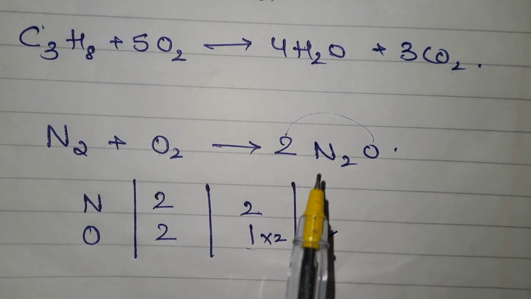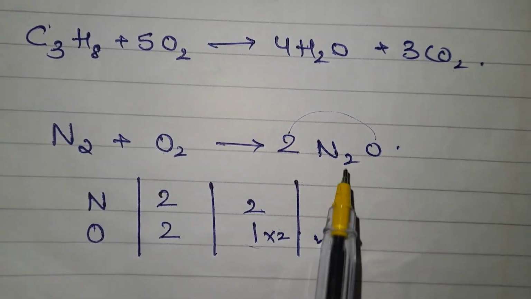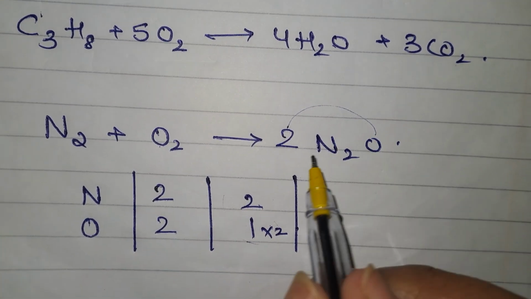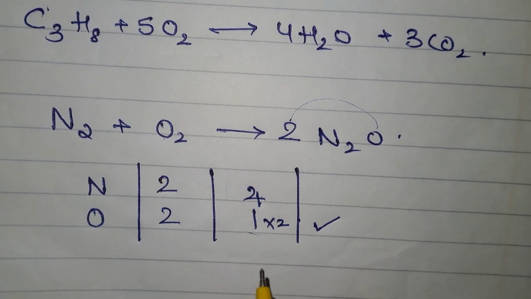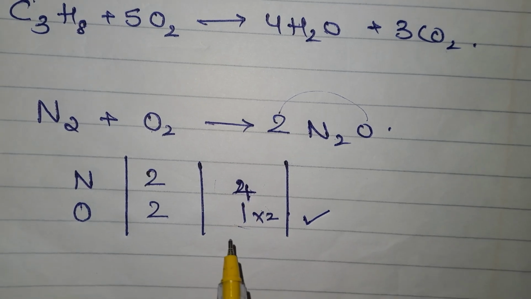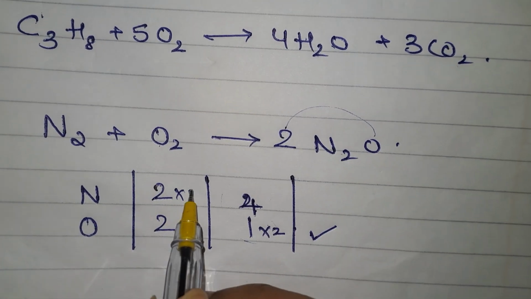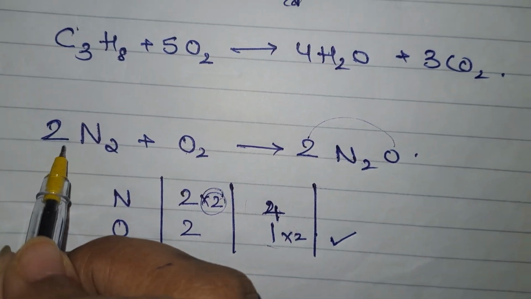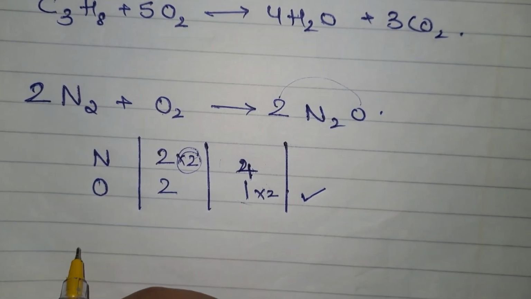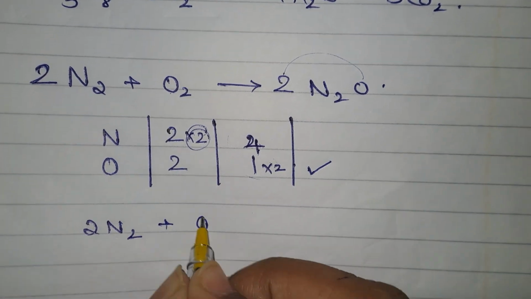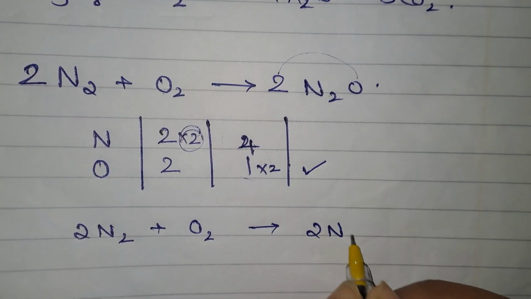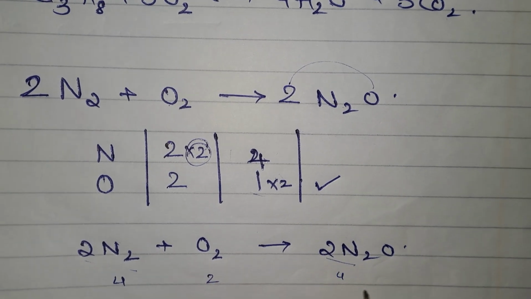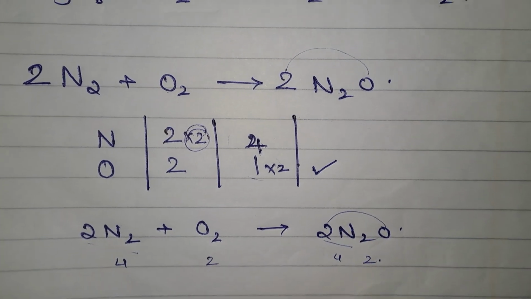You have to be very conscious that when you change balancing one, the other also gets affected, and you have to check it and redo the balancing again. Now my nitrogens have become 4. So how do I make a 4 here? I just need to multiply it by 2, and whenever I'm multiplying by 2, I have to put a number 2 in front of it. So the balanced equation is now 2N2 plus O2 gives rise to 2N2O. Here I have 4 nitrogens, 2 oxygens, 4 nitrogens and 2 oxygens. Balanced equation I have got.